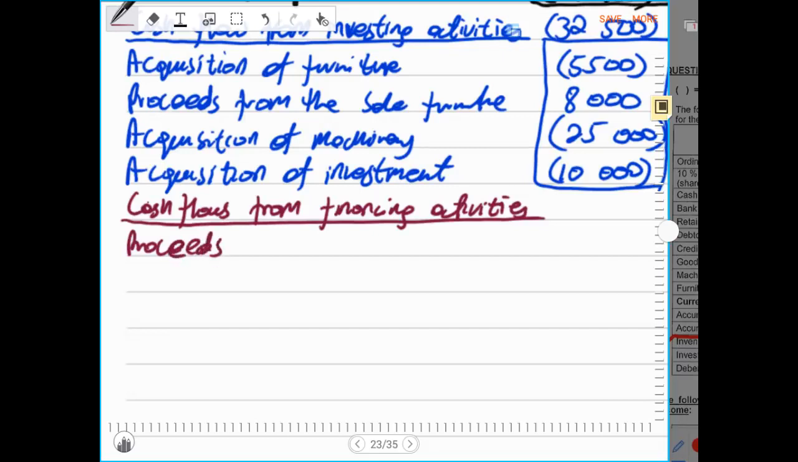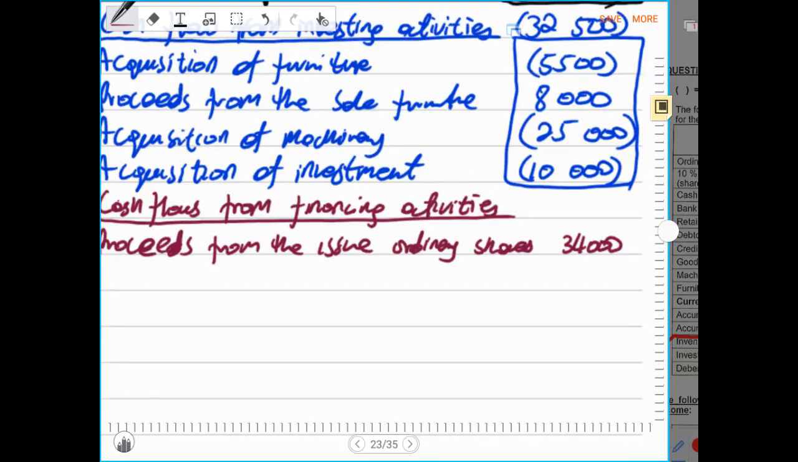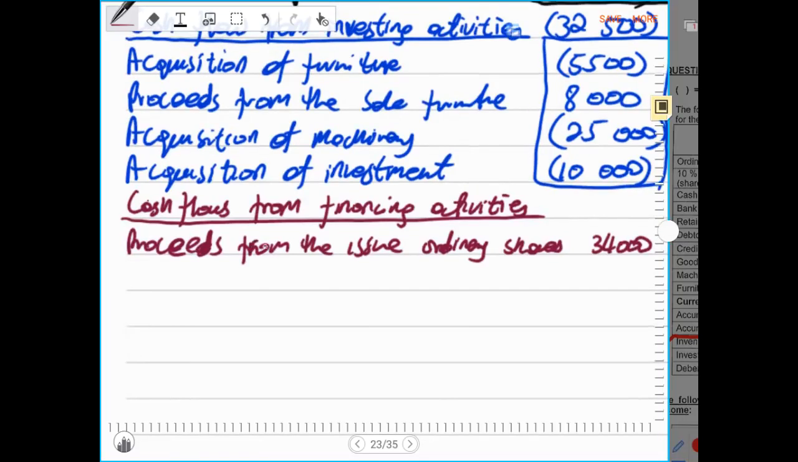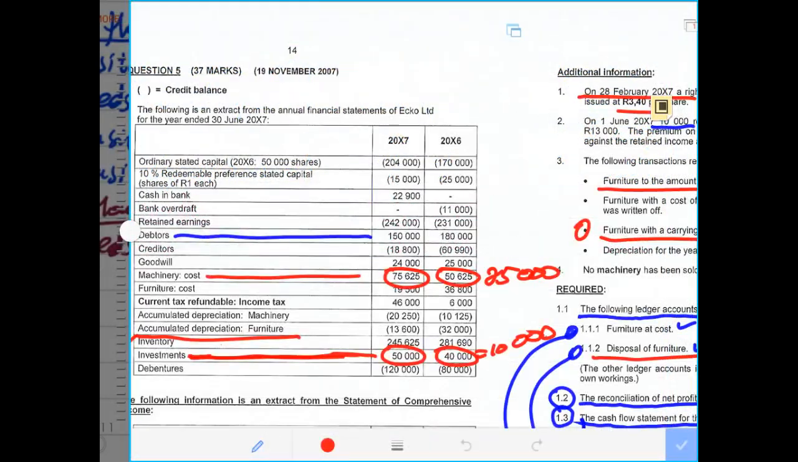Remember, a rights issue is only done on ordinary shares, not on preference shares. Proceeds from the issue of ordinary shares, or from the issue of shares, amounted to 34,000 rands. It's money that came into the business because of the issue of shares. Although they receive less money than they would have if the shares were issued at the market price, the company still received this amount from the existing shareholders. Then now we have already captured that.